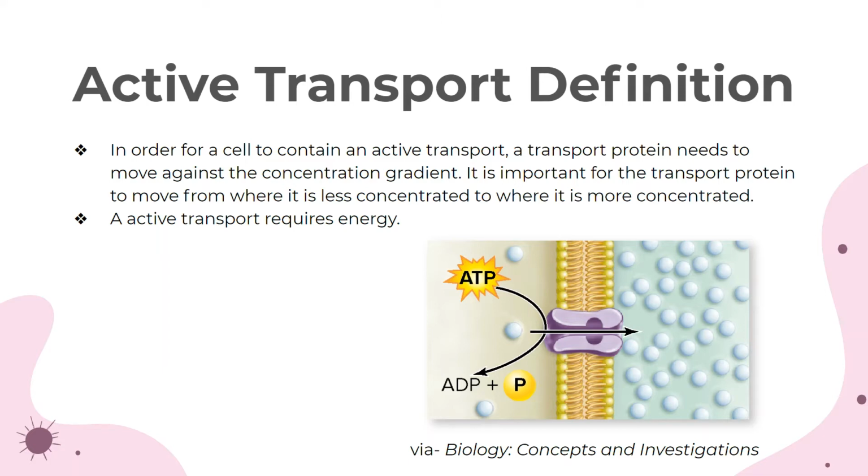You can see on the left side of the image where the transport protein starts, it is less concentrated, while on the right side, after it moves against the concentration gradient, it will be more concentrated.